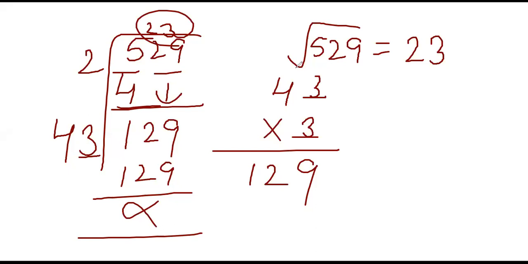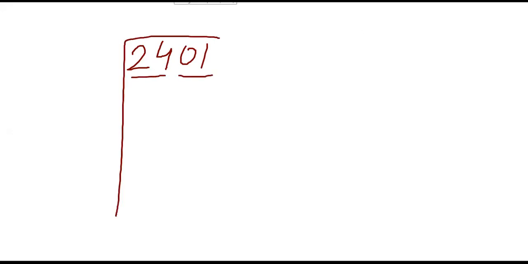So can you complete this question now? Let's try one more. Let's take the number 2401. You have to find out its square root using the division method. So let's see here. Make the pairs.